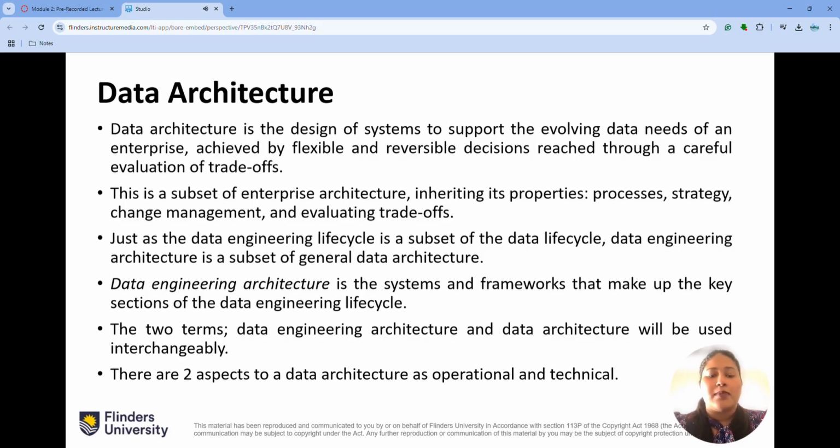And then when it comes to technical architecture, it outlines how data is ingested, stored, transformed, and served along the data engineering lifecycle. For instance, how will you move 10 TB of data every hour from a source database to your data lake? So in short, operational architecture describes what needs to be done, and technical architecture details how it will happen.